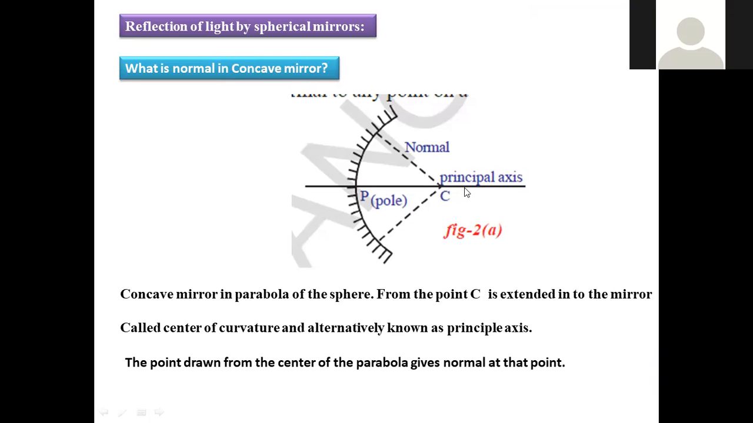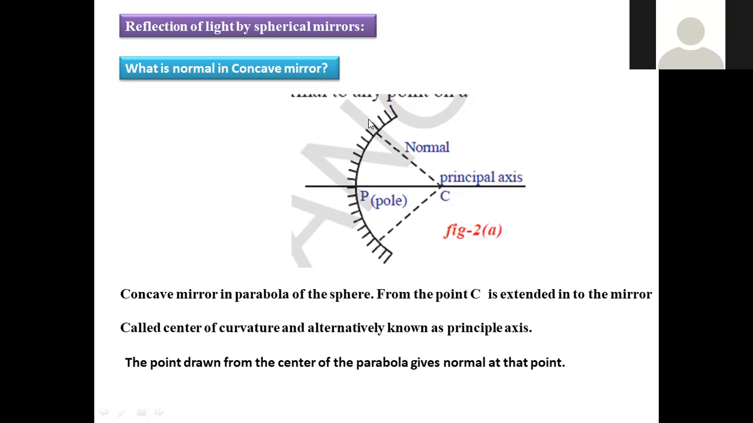From the center, we are going to mark point C. From this point C, we draw a hypothetical line to the parabola structure, which is called a concave mirror. That point C is said to be the center of curvature, and the line is also known as the principal axis of this mirror. When we draw the pointer from C to the parabola, that gives the normal at that point.